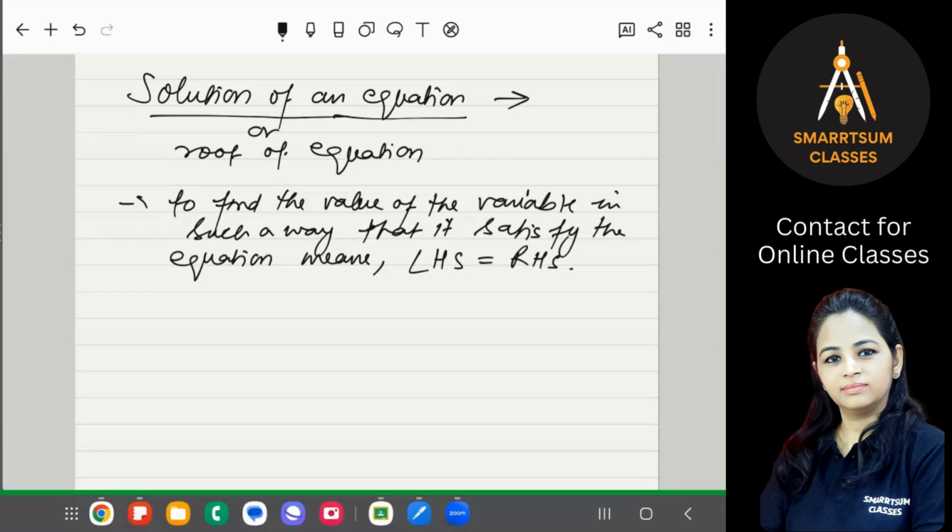For example, x plus 3 is equal to 0. What should be the value of x so that when you add 3 to it, your result will be 0?